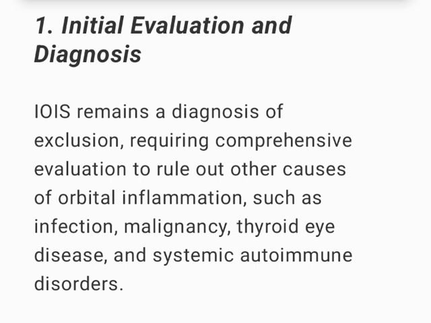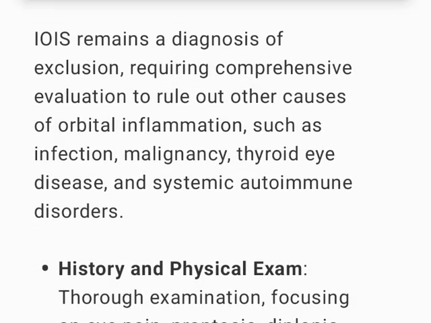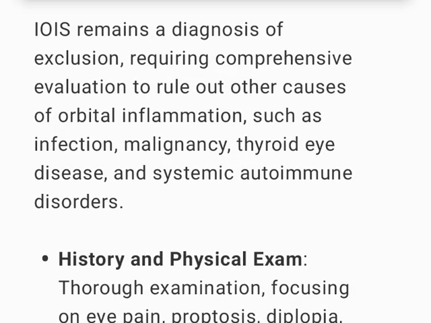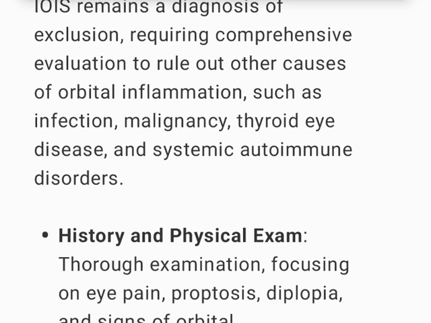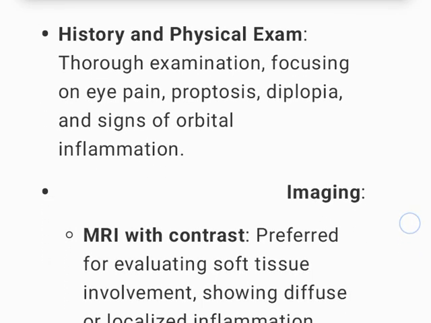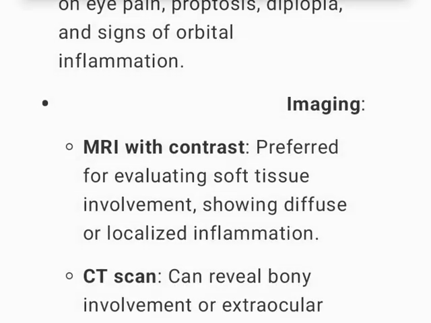IOIS remains a diagnosis of exclusion, requiring comprehensive evaluation to rule out other causes of orbital inflammation, such as infection, malignancy, thyroid eye disease, and systemic autoimmune disorders. History and physical exam: thorough examination, focusing on eye pain, proptosis, diplopia, and signs of orbital inflammation.